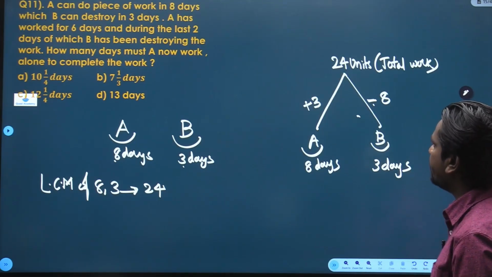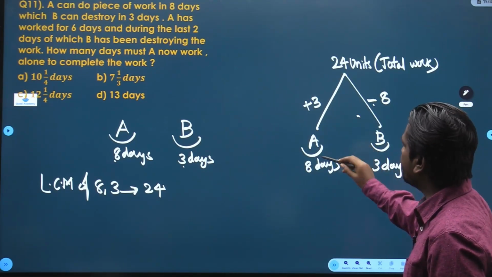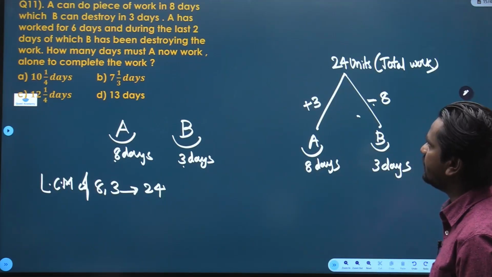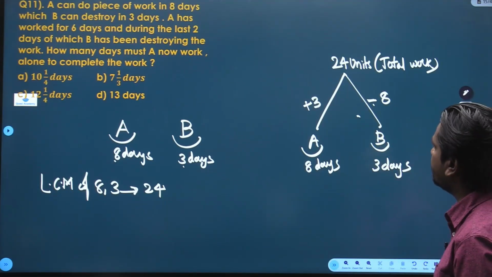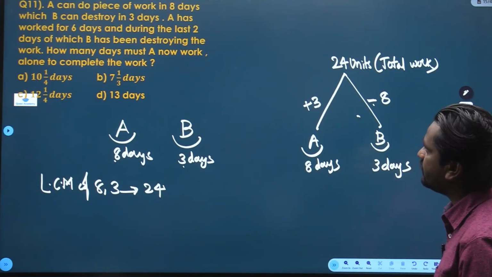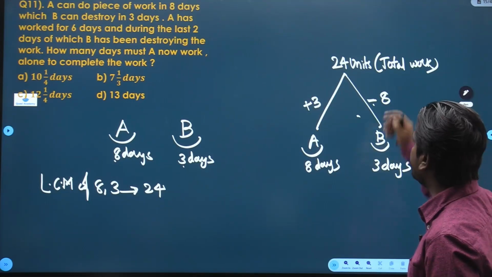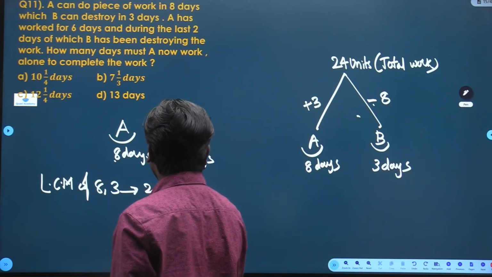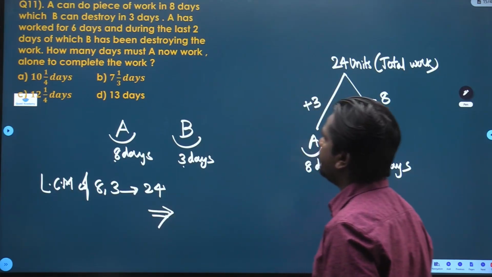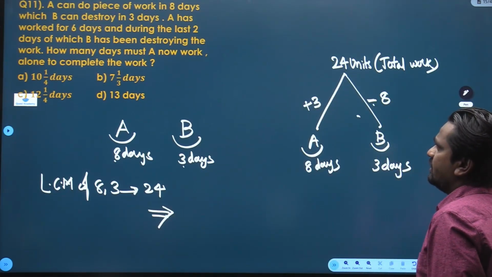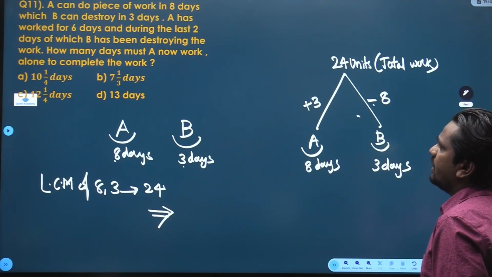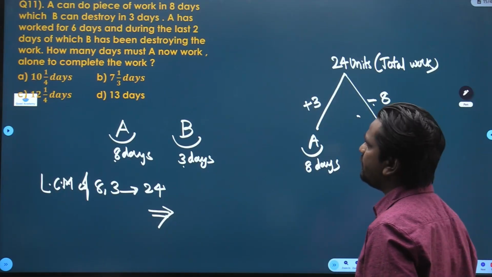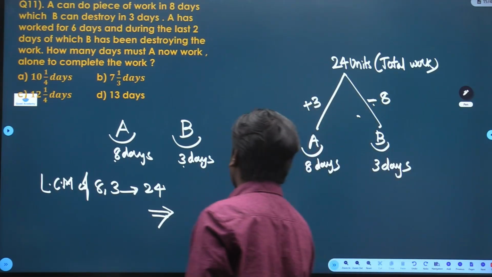So A can complete the work in 8 days, so his efficiency is plus 3. B can destroy the work in 3 days, so his efficiency is minus 8. Now what happened? A has worked for 6 days, during the last days of which B has been destroying the work.